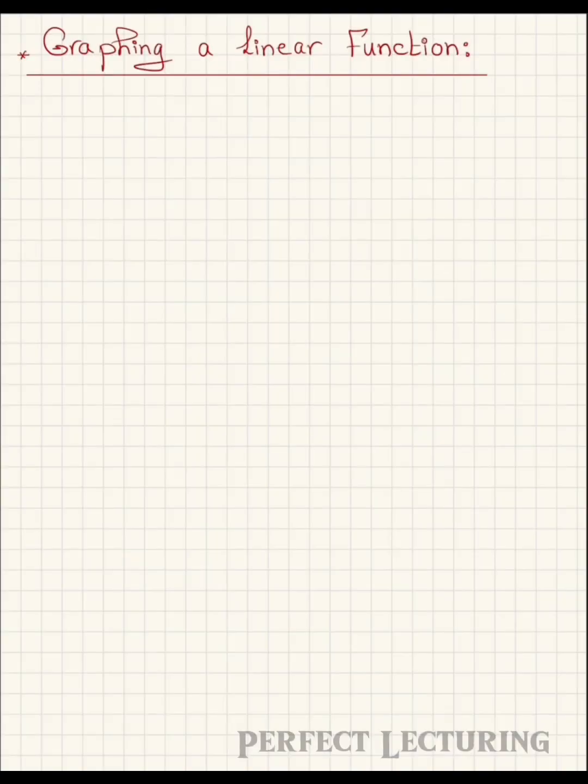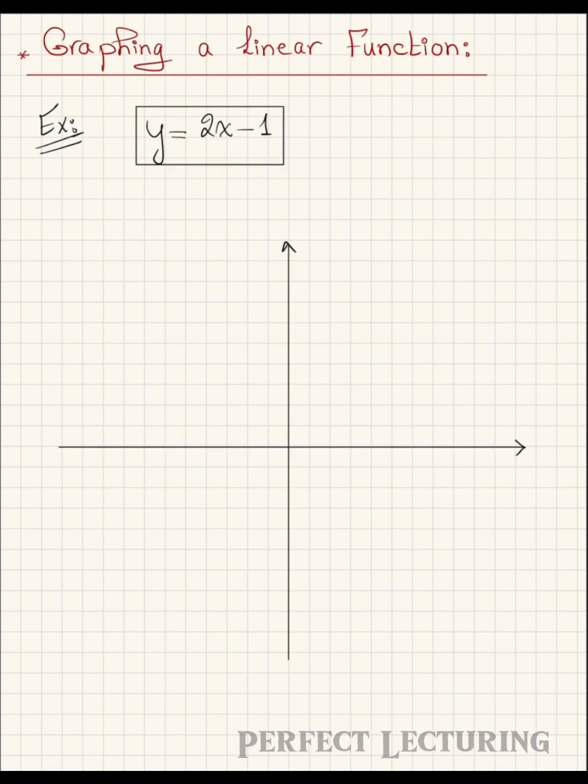We said that a linear function is represented by a straight line. The easiest way to graph a linear function or a straight line is just to plot any 2 points on the straight line and then join them. Let me show you an example. Let us consider y equal to 2x minus 1.